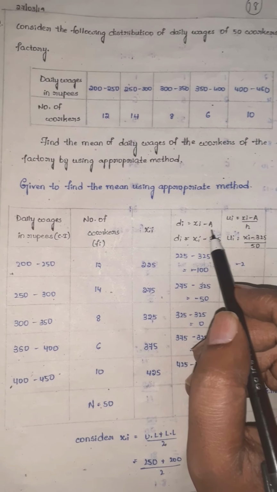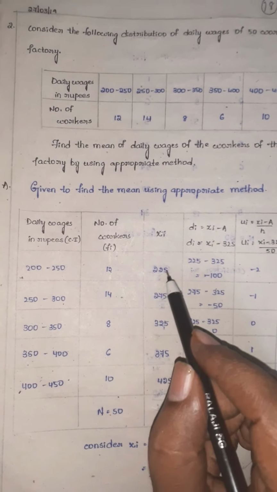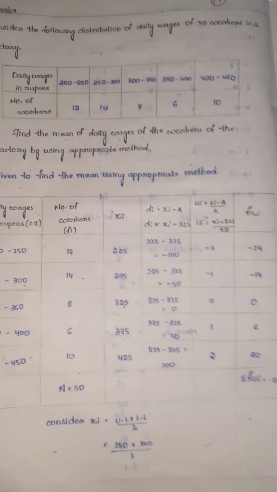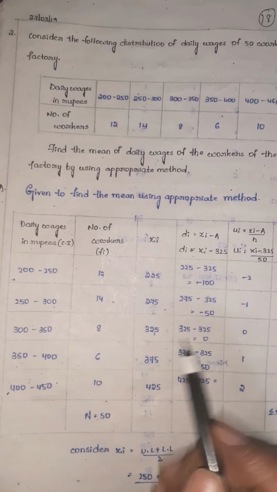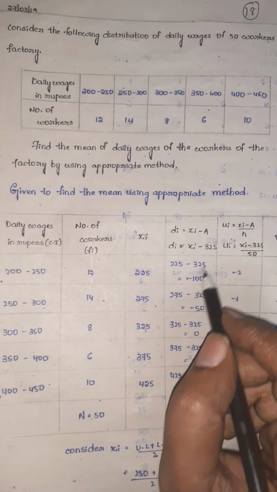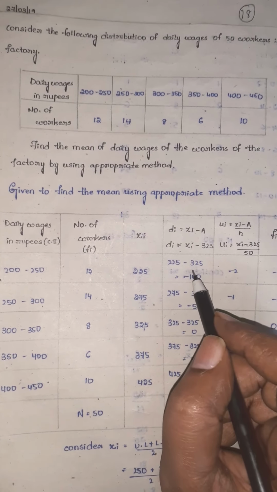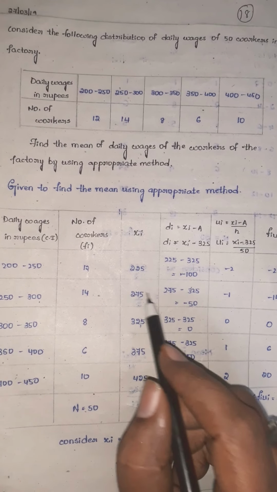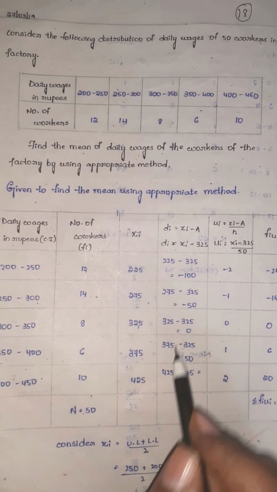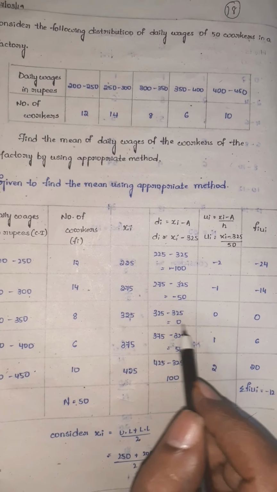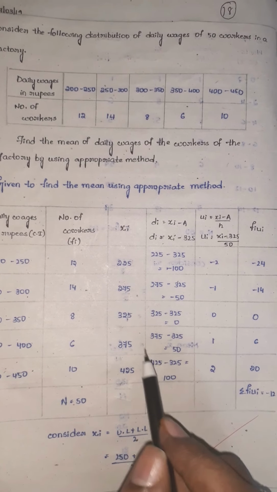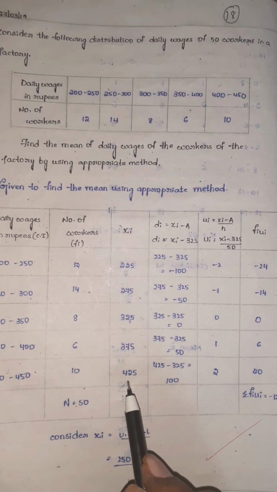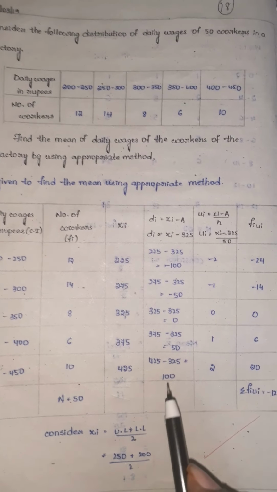You'll get the same result. So di is equal to xi minus a. Why? Because your xi values are large, so we have to go for di. Xi minus your middle value, which is 325. So 225 minus 325 is minus 100, because the big number has the negative sign. Next, 275 minus 325 is minus 50. Next, 325 minus 325 is 0. 375 minus 325 is 50, because the big number has the positive sign. Next, 425 minus 325 is 100.